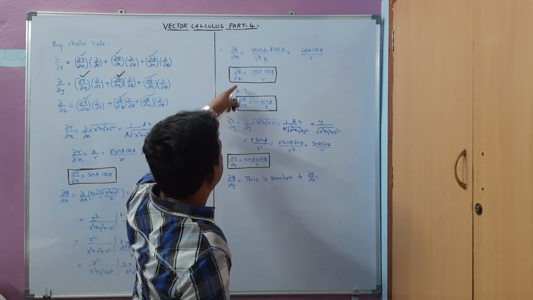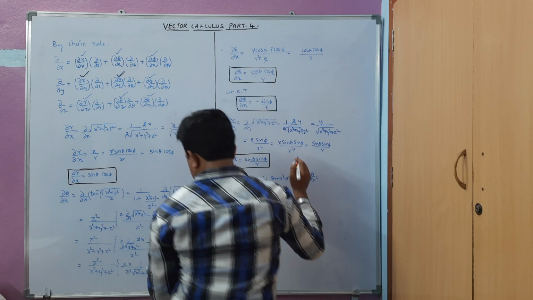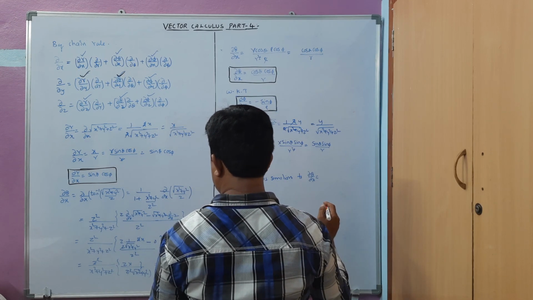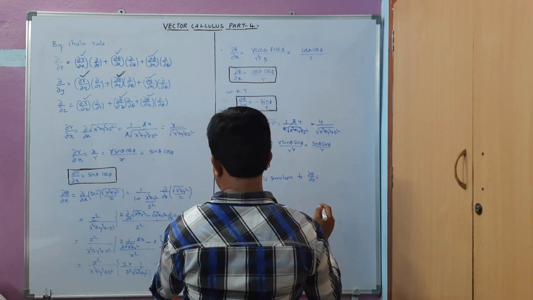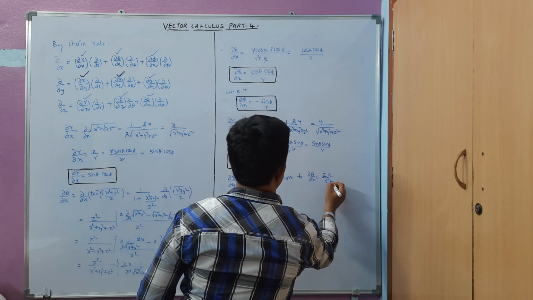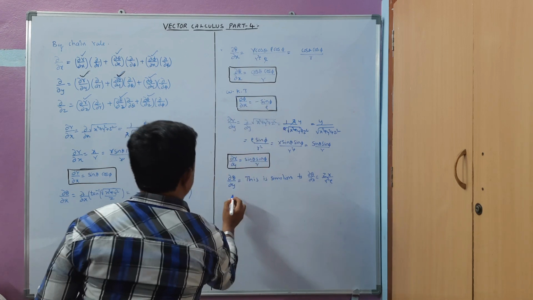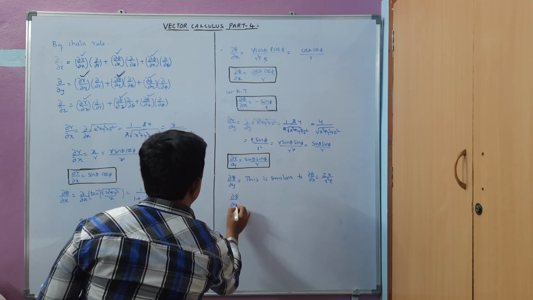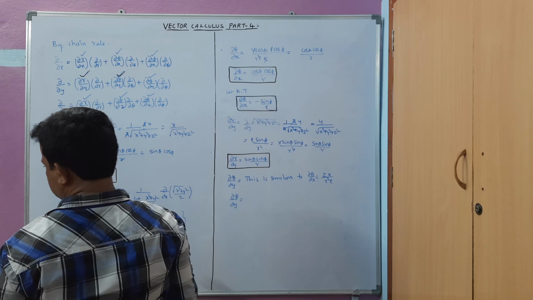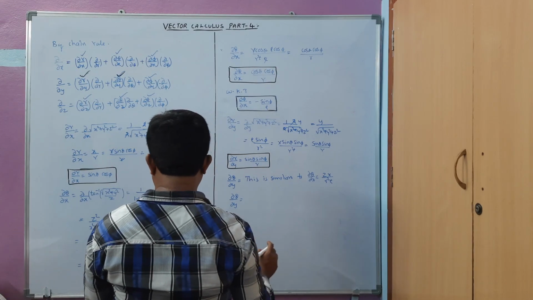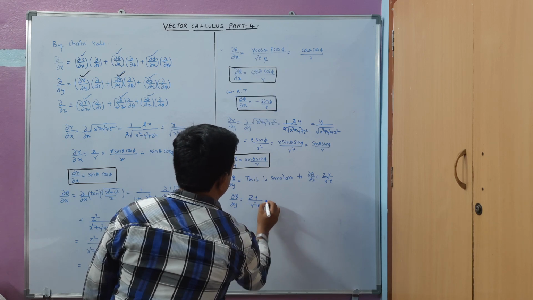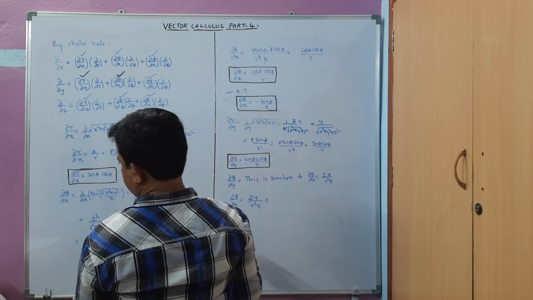So what we have got for dou theta by dou x is zx by r square into rho. Similarly we can write dou theta by dou y: instead of x we have to substitute y here, that's all. That is, I can write here like this, zy by r square into rho. So I can substitute the values here.